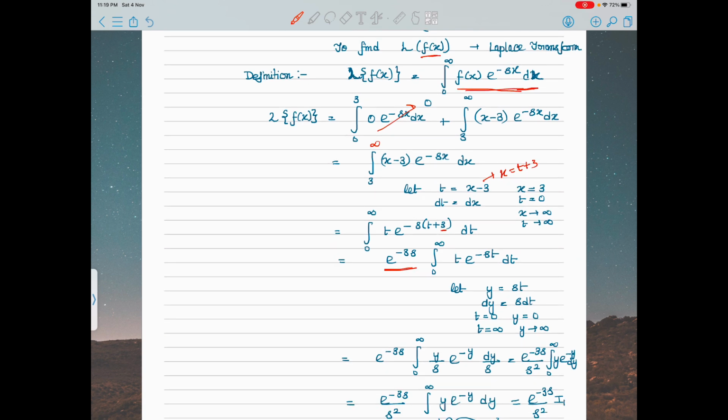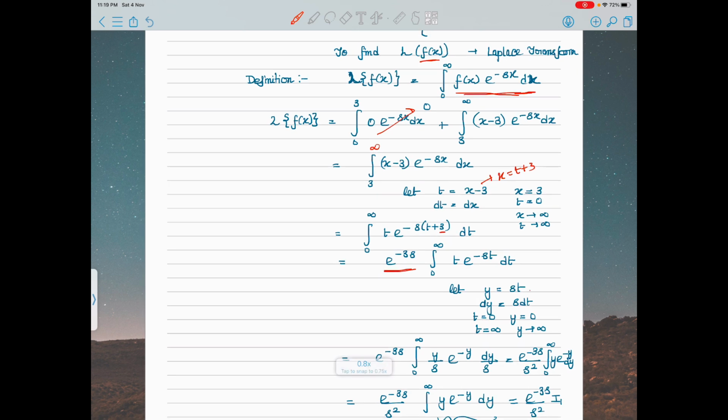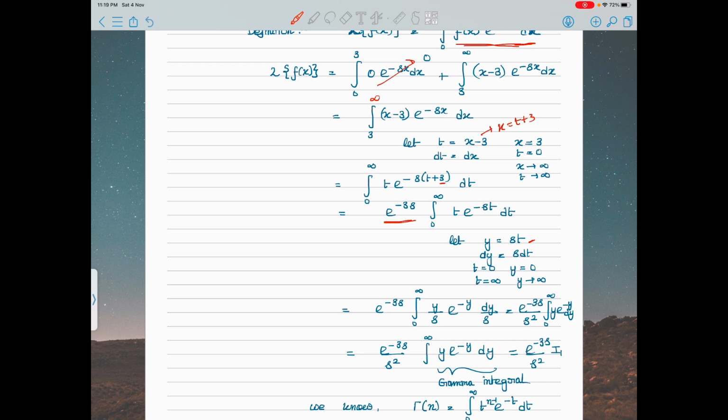Now can we reduce this to a gamma integral? Because the limits are 0 to infinity, it can be reduced. So if I take y equal to s times t, dy will be equal to s dt. Now if t is equal to 0, y will be 0. If t tends to infinity, then y will tend to infinity. Therefore the limits remain the same. e to the power minus 3s I have already taken common. Now t is nothing but y by s, and st is nothing but y, so e to the power minus y, and dt is dy by s.